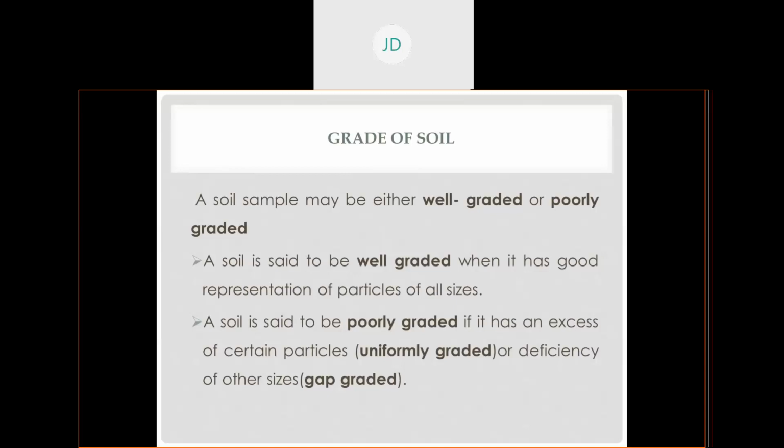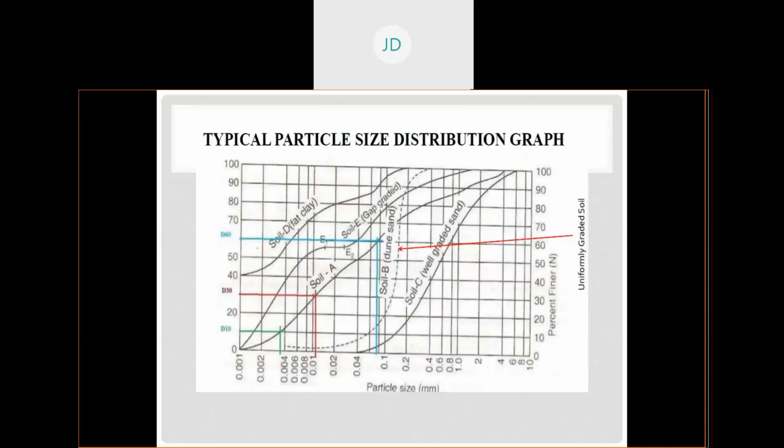I think you all know what grade of soil is. Grade of soil generally defines what type of soil sizes you have in a particular sample. It may be a well graded soil or a poorly graded soil. Well-graded soil has representation of all sizes, but poorly graded soil doesn't. It is just the opposite of well-graded soil. Under poorly graded soil, we also have two types: uniformly graded and gap graded. All these things we discussed in the last class.